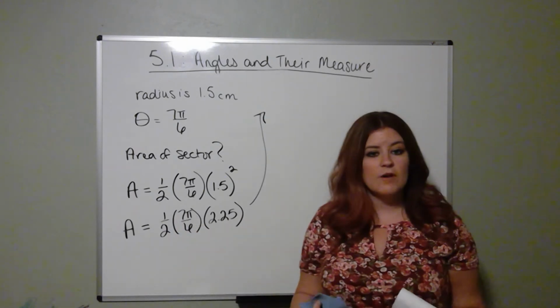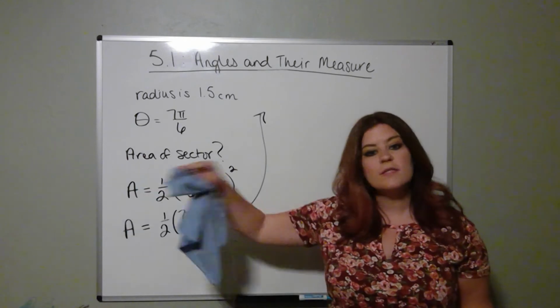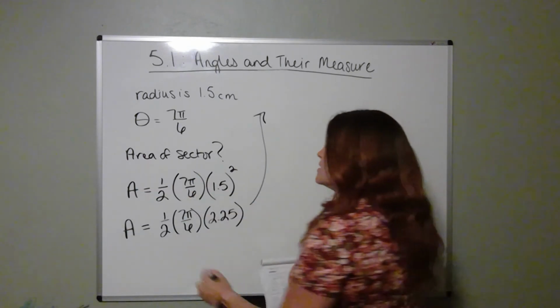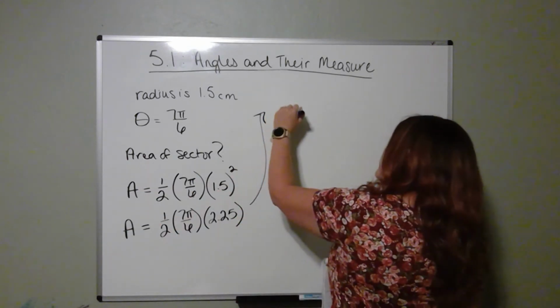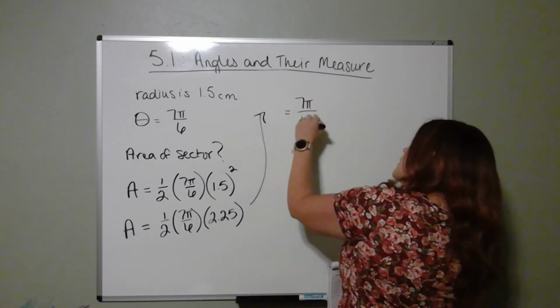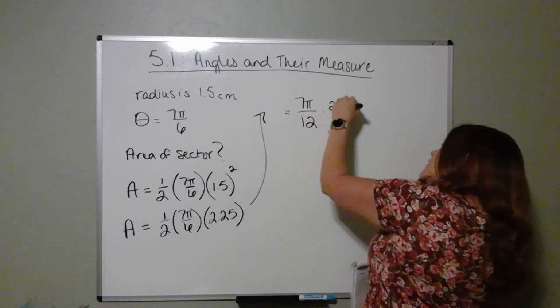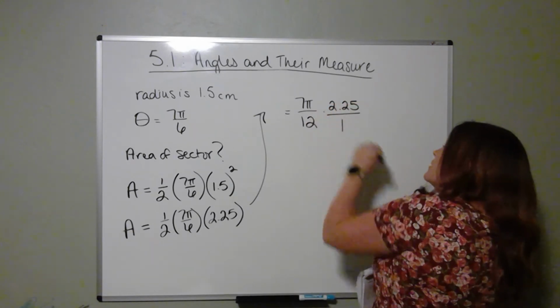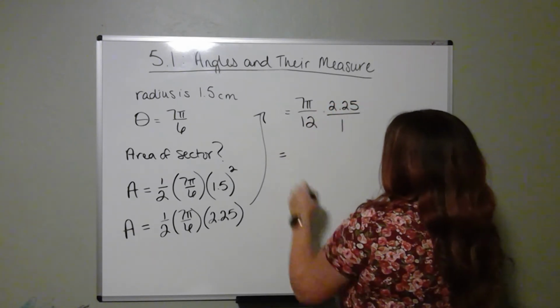Remember, when you're multiplying a fraction, it's just straight across the top, straight across the bottom. So 1 times 7 pi is 7 pi. 2 times 6 is 12. And I still have that 2.25 that I have to multiply. So let's go ahead and put that in there.